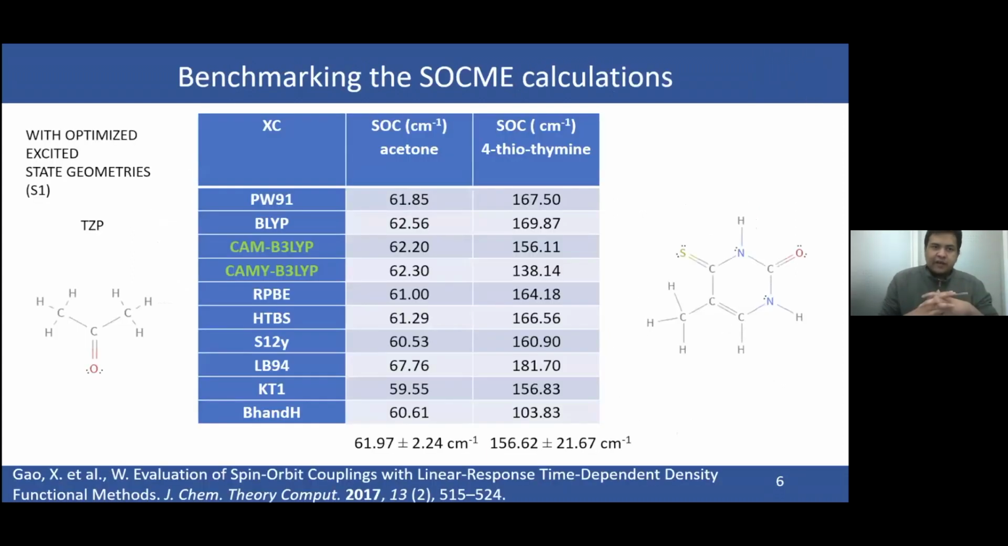The first step here was to benchmark the method being used for determining the spin-orbit coupling. I have calculated the spin-orbit coupling for acetone and for thiothymine using different exchange-correlation functionals with a TZP basis at the optimized S1 geometry. The values of the spin-orbit coupling match the values in literature. This essentially tells us that the method which we are using to determine the spin-orbit coupling is the correct procedure.